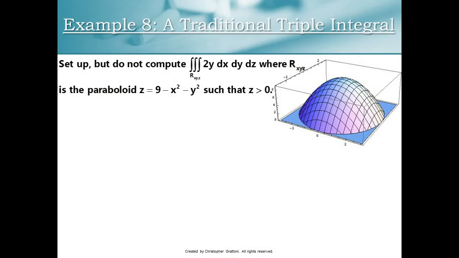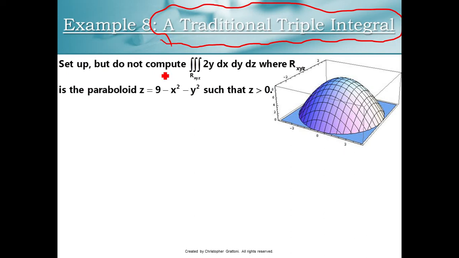And finally, last but not least, I'm just going to do a very traditional looking triple integral. If you open any Calc 3 textbook, any multivariable calculus textbook, this is the sort of triple integral calculation that you would expect to see.